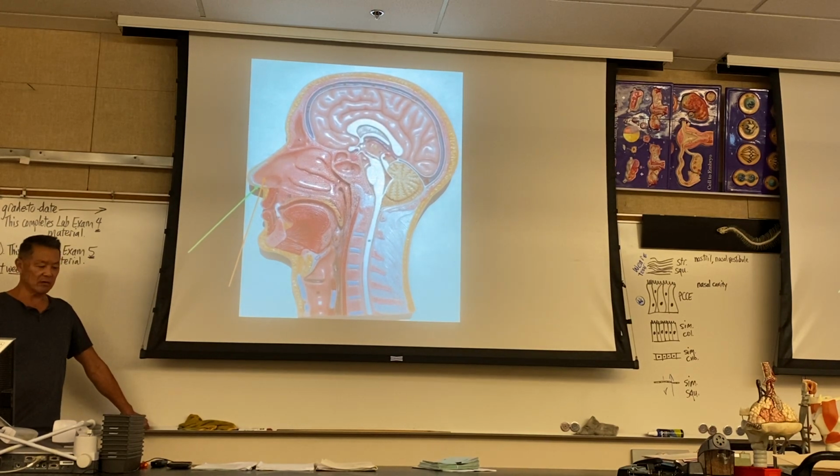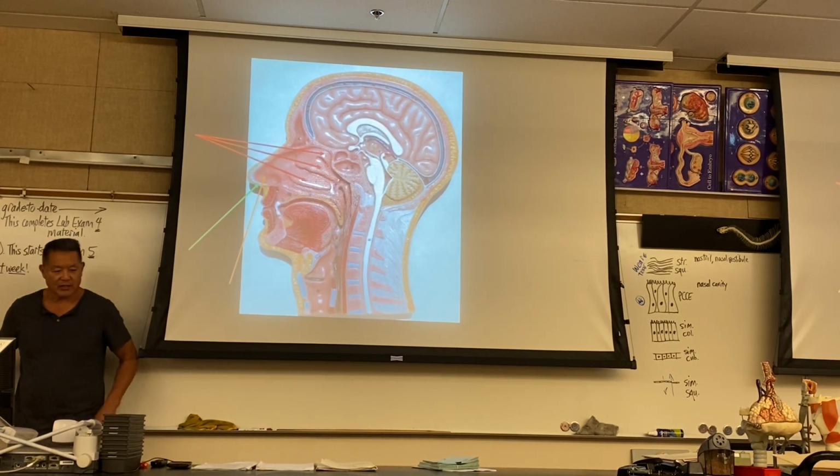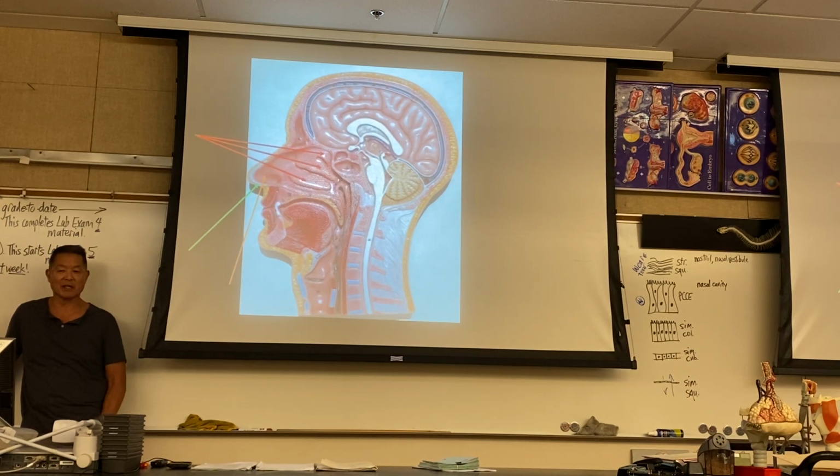Now the lateral walls of the nasal cavity have the conchae, superior, middle, and inferior. Those are the three red arrows. Everybody can identify which one is which, right?